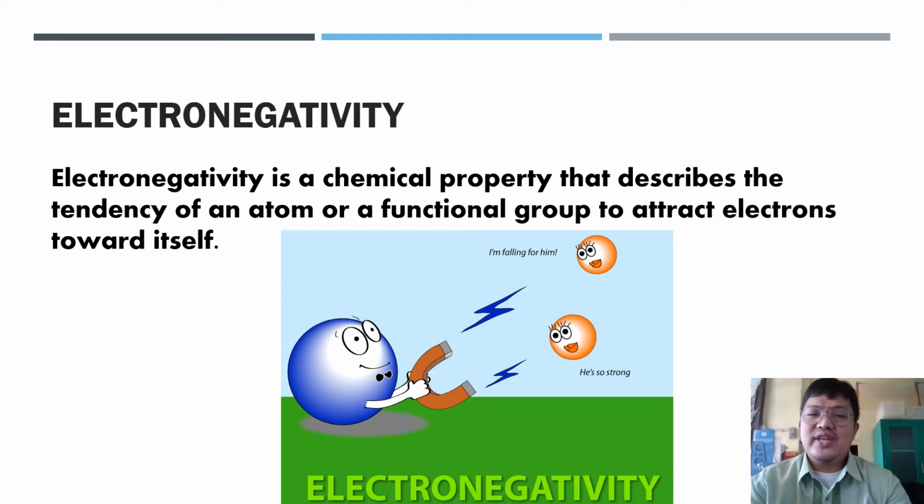As you can see, electronegativity is a chemical property that describes the tendency of an atom or a functional group to attract electrons towards itself. That is why you can see a magnet being held by the bigger circle, which symbolizes the atom or the element.